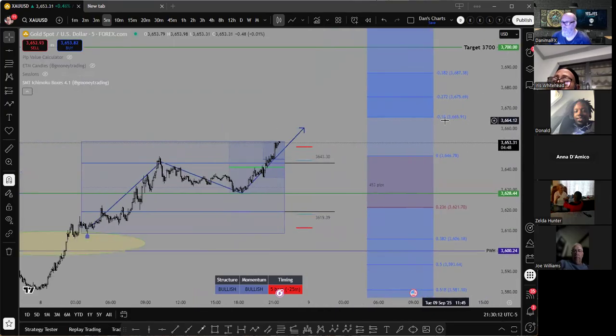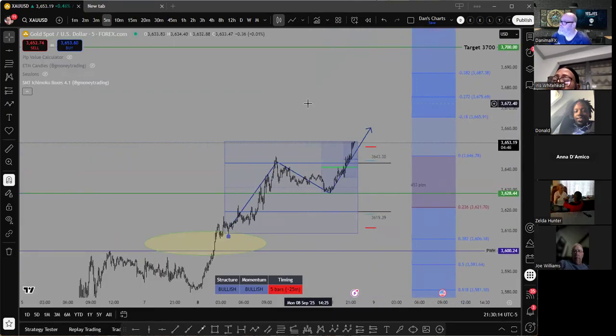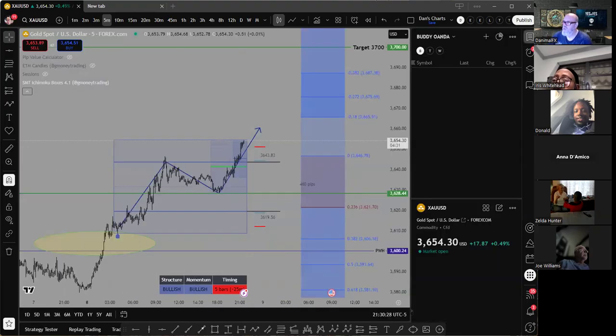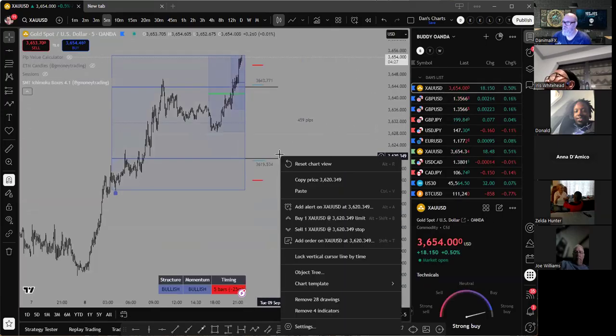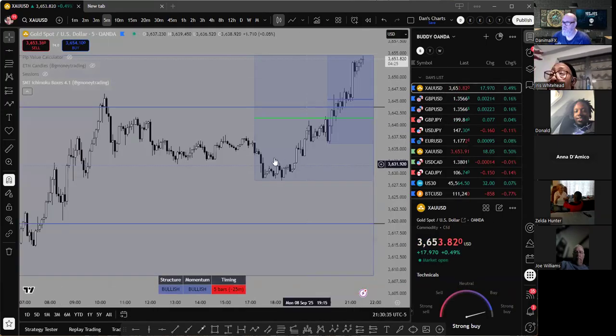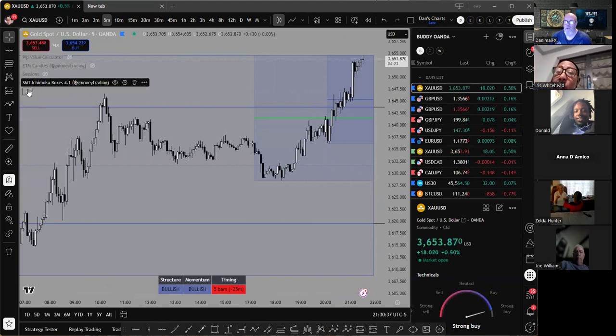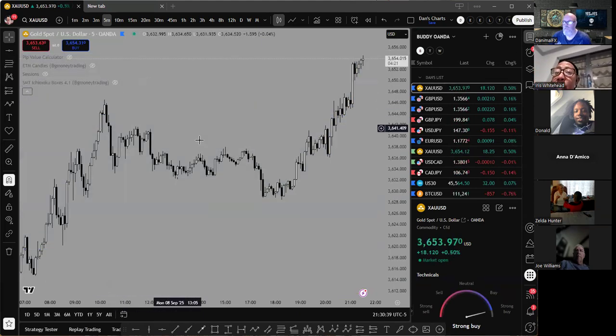If no one else has a question right now, I'd like to ask, can you explain the break and retest? What are the rules? Are there any rules? Break and retest. It's all based on the Fibonacci, but I can do that. Let's go to a clean chart. There we go. Clean chart. Reset chart view. Hide the indicator.